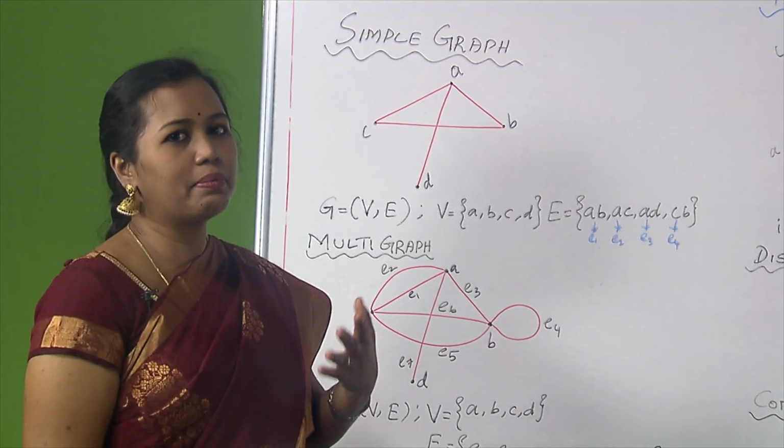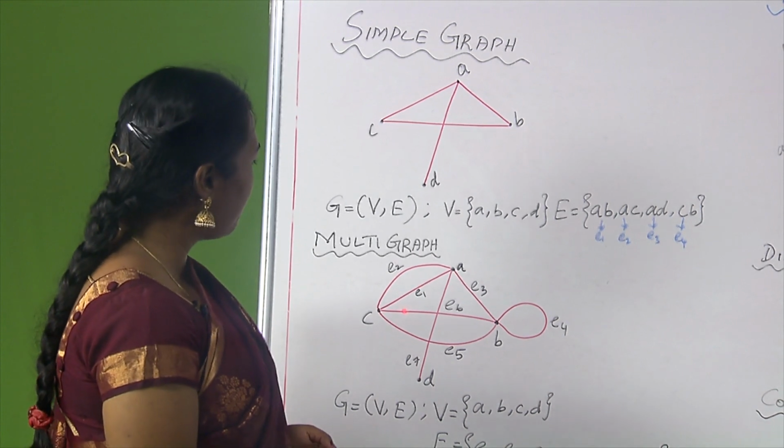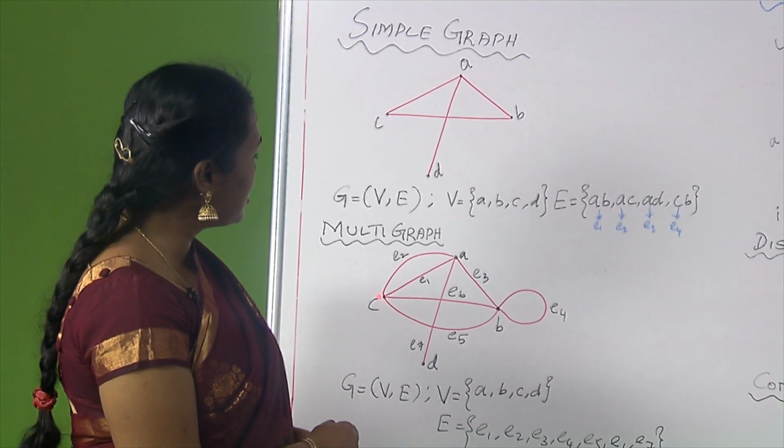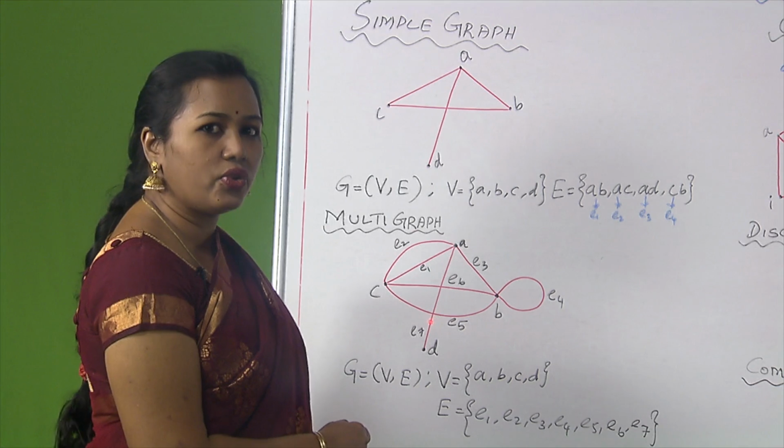Now, let us see what a multigraph is. A multigraph is one in which there exists more than one edge between any two vertices.